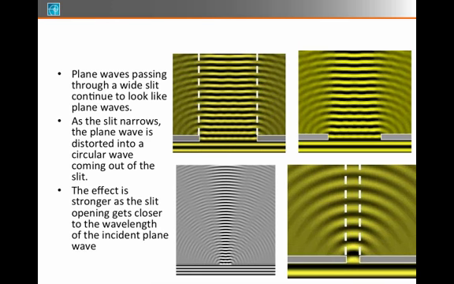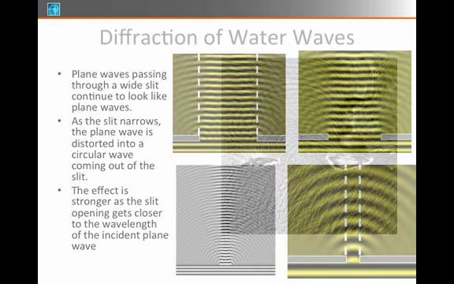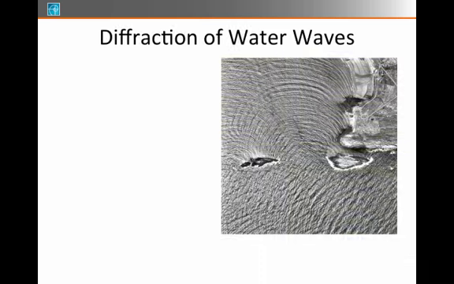The effect of the slit gets stronger as the slit gets narrower and gets close to the wavelength itself. So here the slit width is about this large, and notice that that's fairly comparable to the distance between crests, or the wavelength of the incoming wave. All these effects get stronger when the wavelength gets comparable to the aperture that you're passing through. So this is called diffraction, and diffraction is seen in lots of different ways.